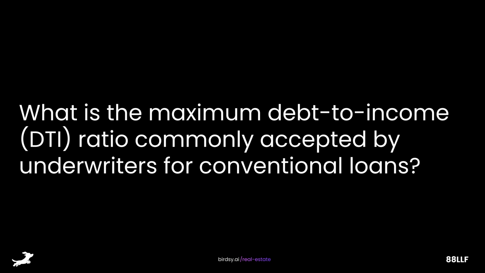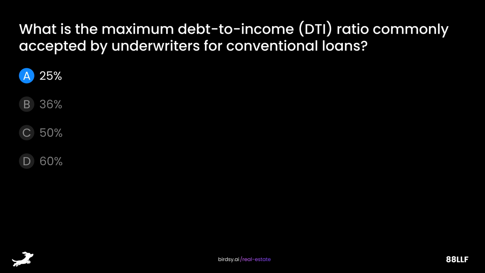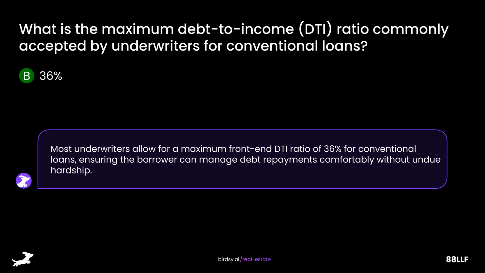What is the maximum debt-to-income ratio commonly accepted by underwriters for conventional loans? Is it A, 25%, B, 36%, C, 50%, or D, 60%? The answer is B, 36%. Most underwriters allow for a maximum front-end DTI ratio of 36% for conventional loans, ensuring the borrower can manage debt repayments comfortably without undue hardship.